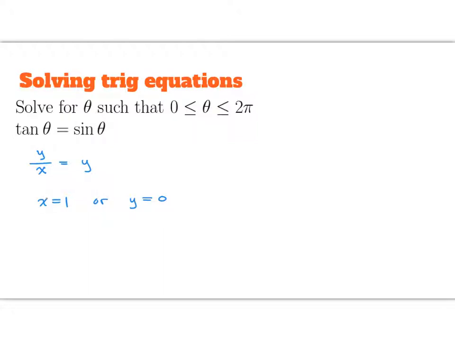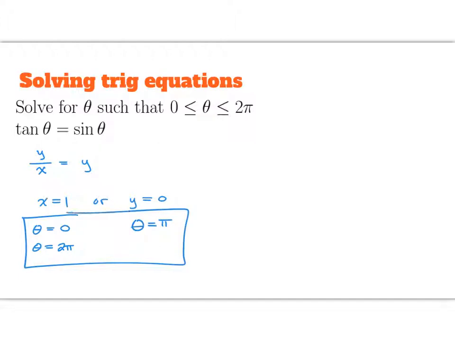So when is x equal to 1? That would be when theta is 0, or when theta is 2 pi. And when will y be equal to 0? At those 2 spots, as well as at theta equals pi. So all 3 of those would work. And again, you're seeing that you don't have to have the unit circle memorized, but you do have to be able to use it to figure some of this stuff out.